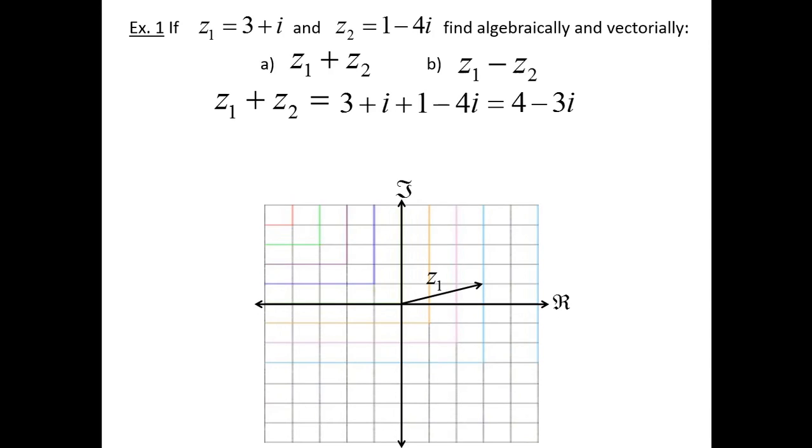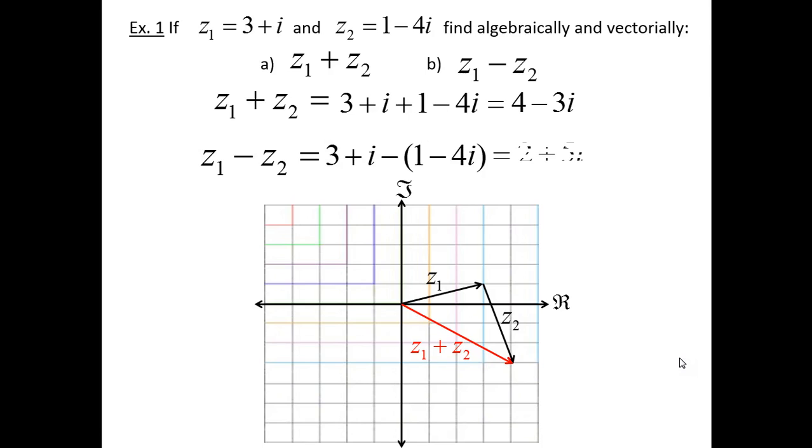So we have the complex number 3 plus i. Notice it's in the first quadrant. We do the tail to tip method just like we did with vectors. So at the end of that, we would put 1 minus 4i. And the resultant vector would be the sum of z1 plus z2. And you notice that's 4 minus 3i. 4 units in the real direction, negative 3 units in the imaginary direction. Again, we just combine like terms.